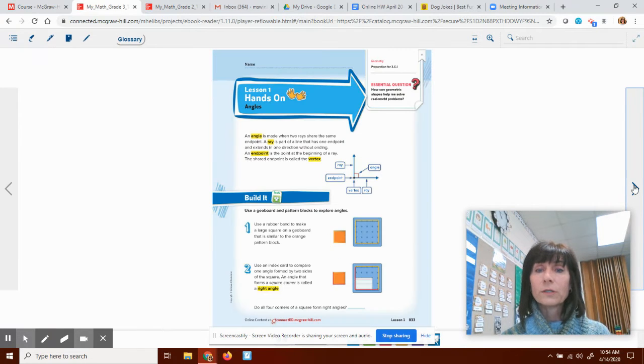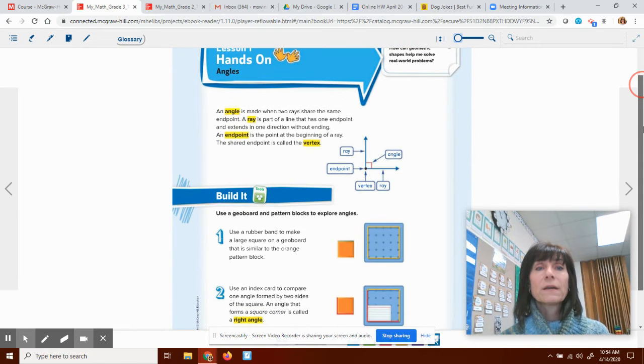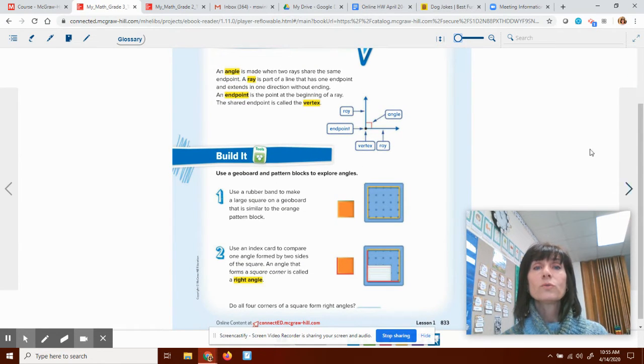So now let's go on to our lesson 1. I need for you to turn to page 833. On 833, lesson 1, they start by talking about some definitions. An angle is made when two rays share the same endpoint. And we just showed that with the vocab cards. A ray is a part of a line that has one endpoint and it extends in one direction without ending. So here they're showing a ray.